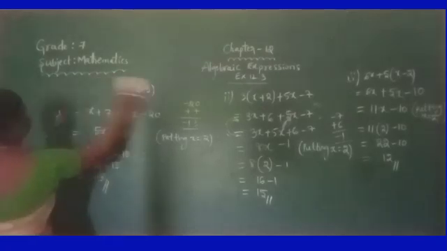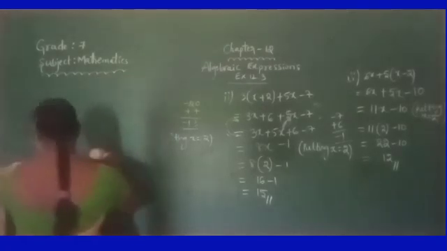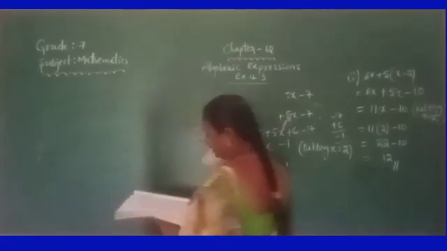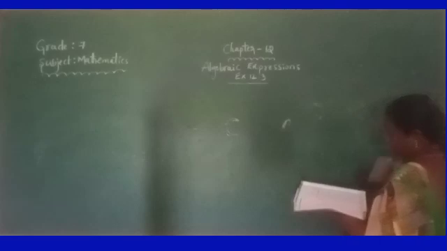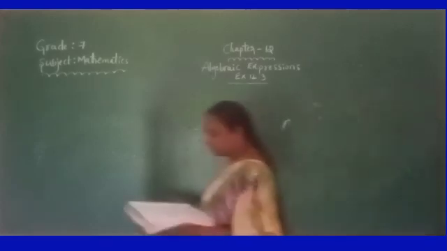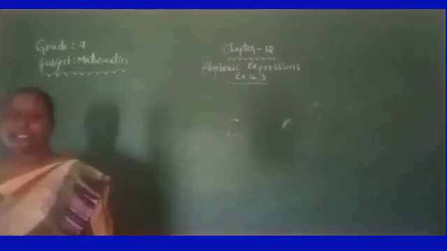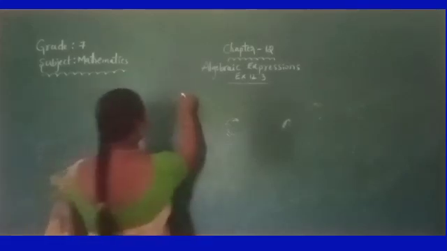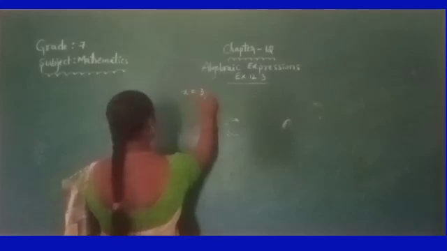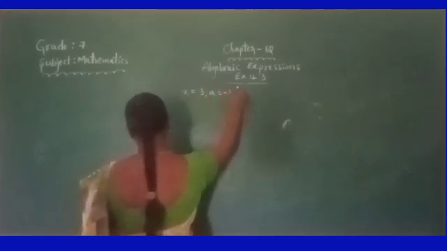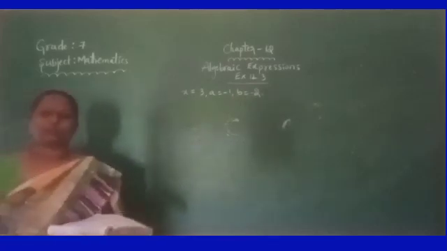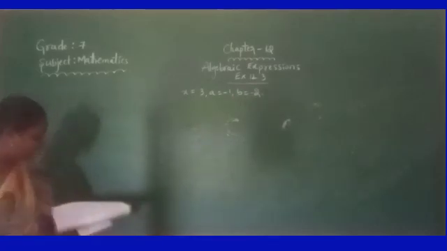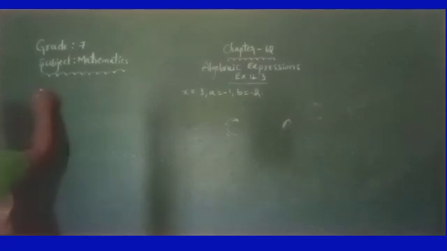And next, simplify the expressions and find their values. If x is equal to 3, a is equal to -1, b is equal to -2. So what is given here? x is equal to 3, a is equal to -1, b is equal to -2. Here we have to simplify the expression. Many expressions are given in the 7th problem.